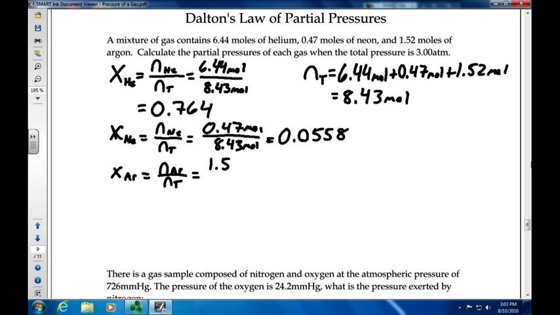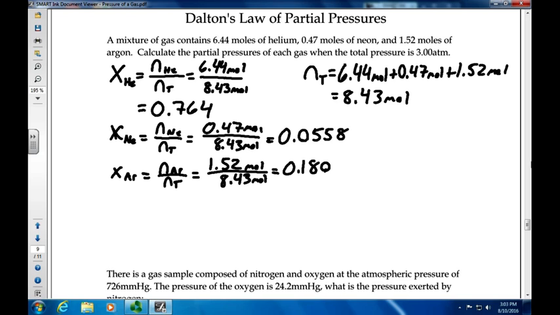1.52 moles over 8.43 moles. And that gets us a mole fraction of 0.180.